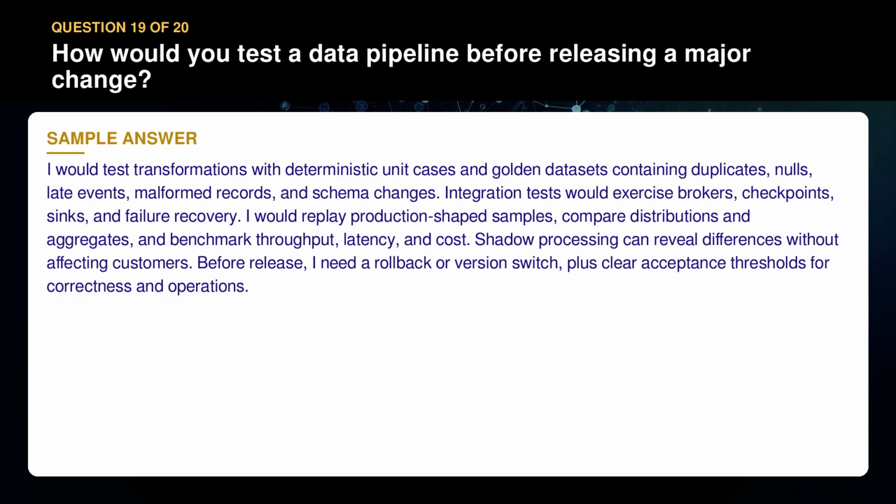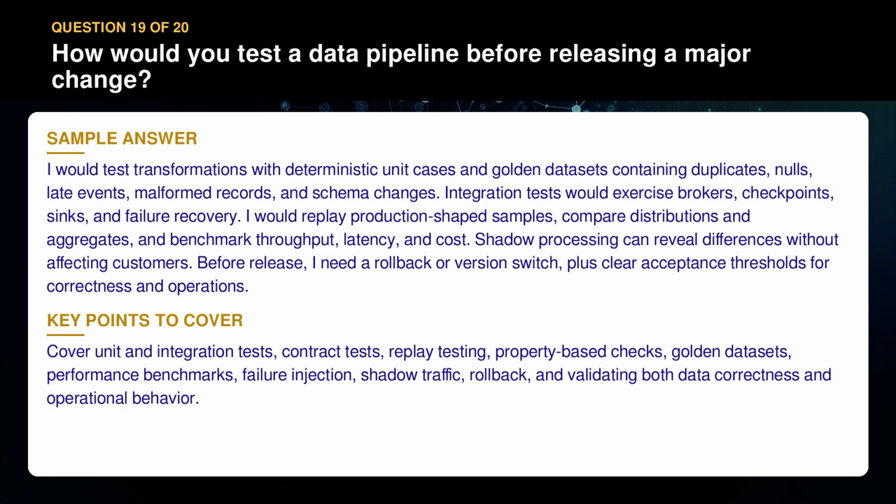Shadow processing can reveal differences without affecting customers. Before release, I need a rollback or version switch, plus clear acceptance thresholds for correctness and operations. Cover unit and integration tests, contract tests, replay testing, property-based checks, golden datasets, performance benchmarks, failure injection, shadow traffic, rollback, and validating both data correctness and operational behavior.